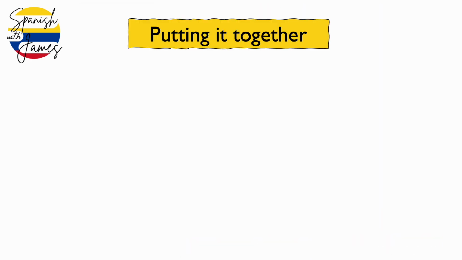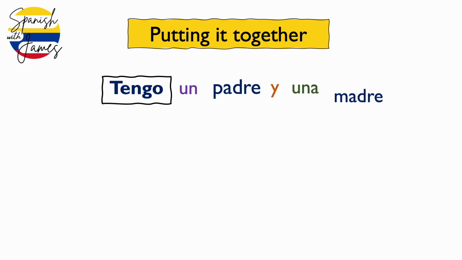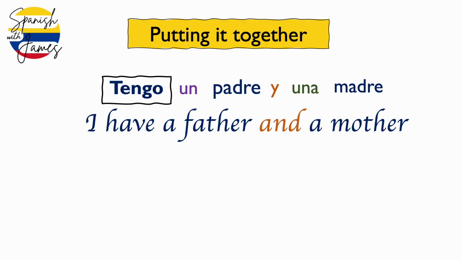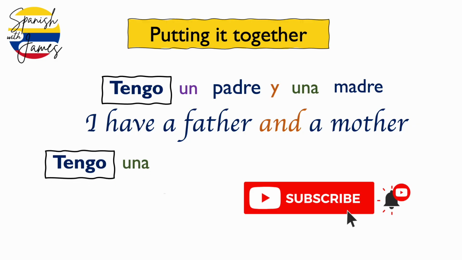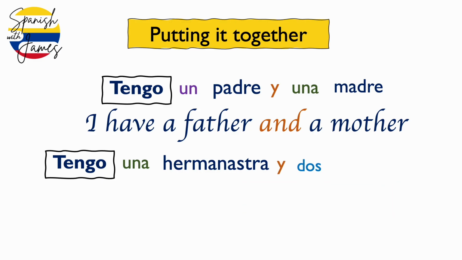We could say something like tengo un padre y una madre. I have a father and a mother. So y means and, that's our most basic connective. We could also say tengo una hermanastra y dos hermanos.